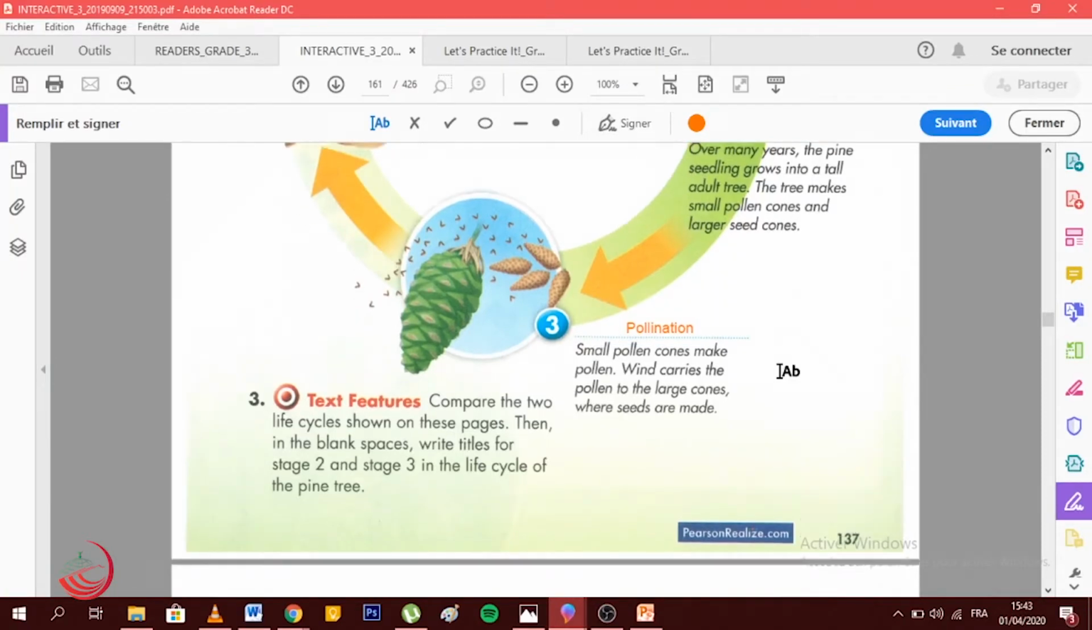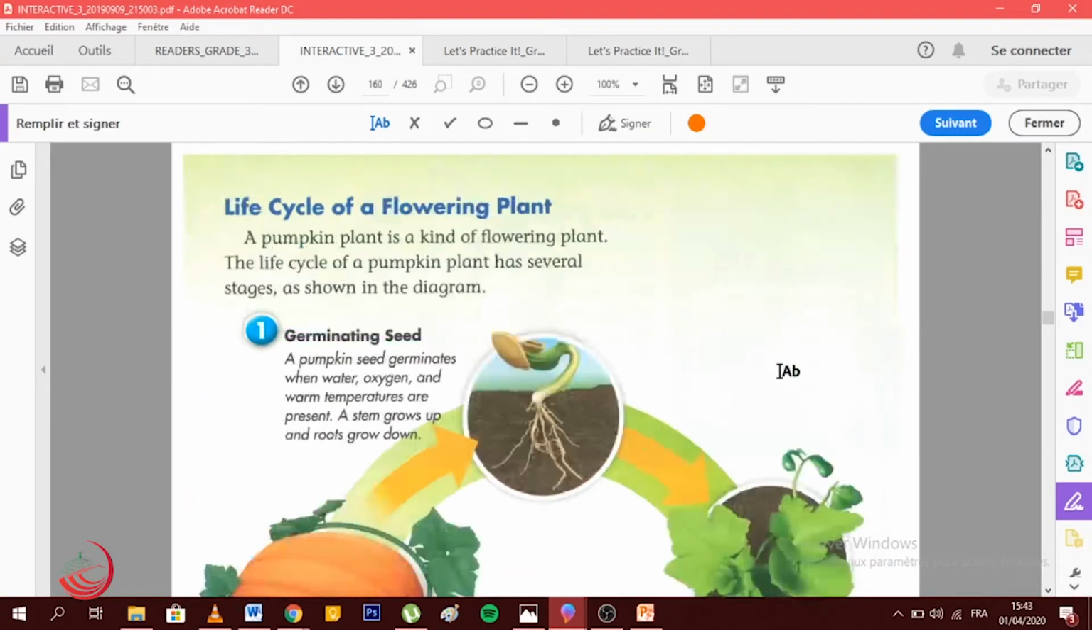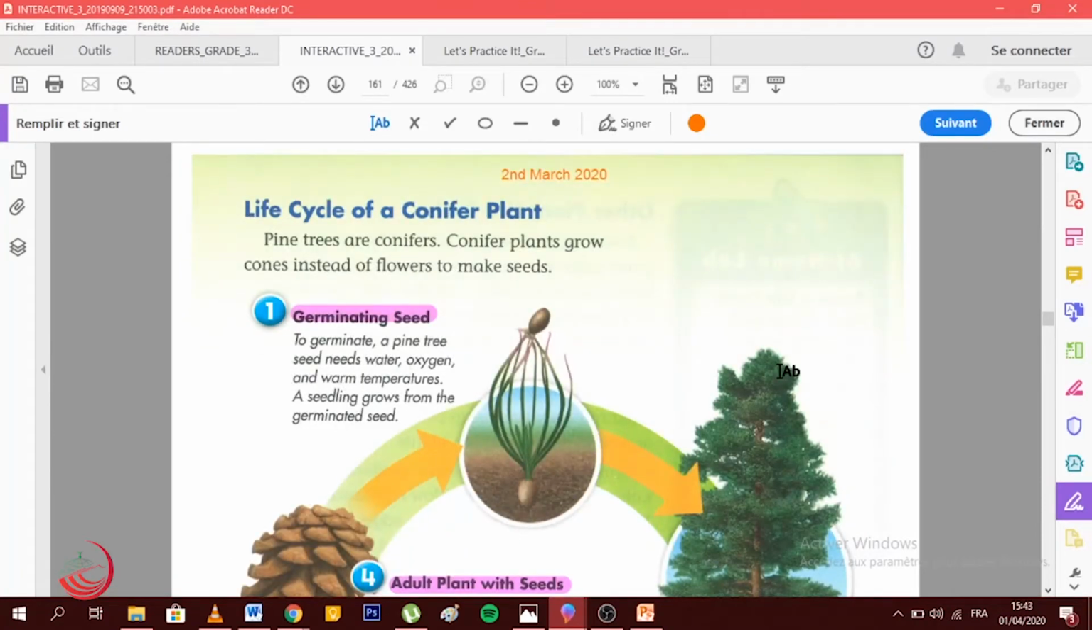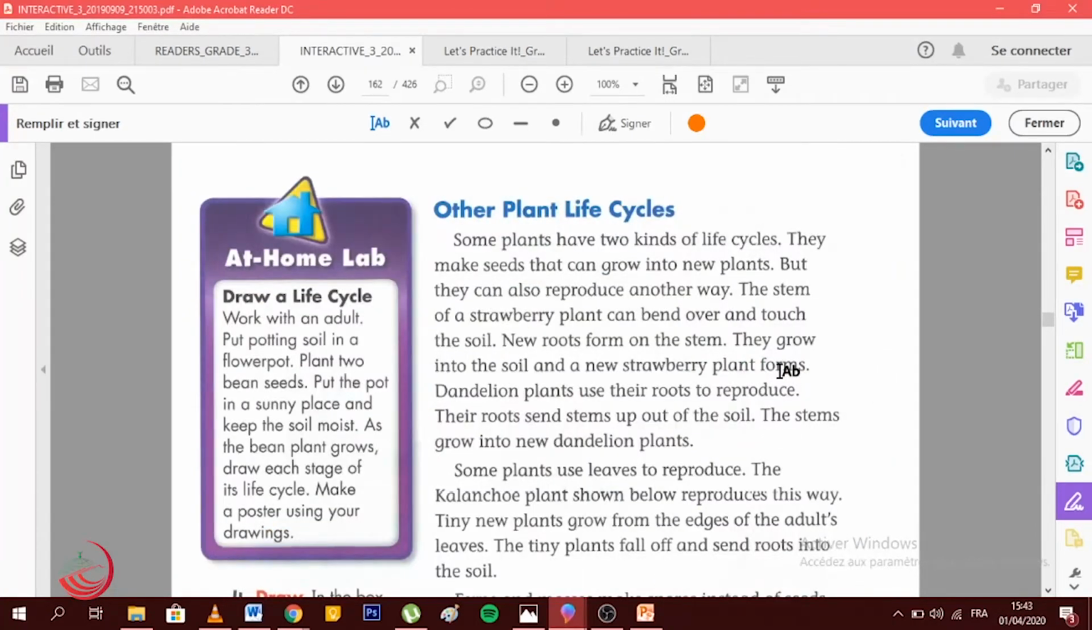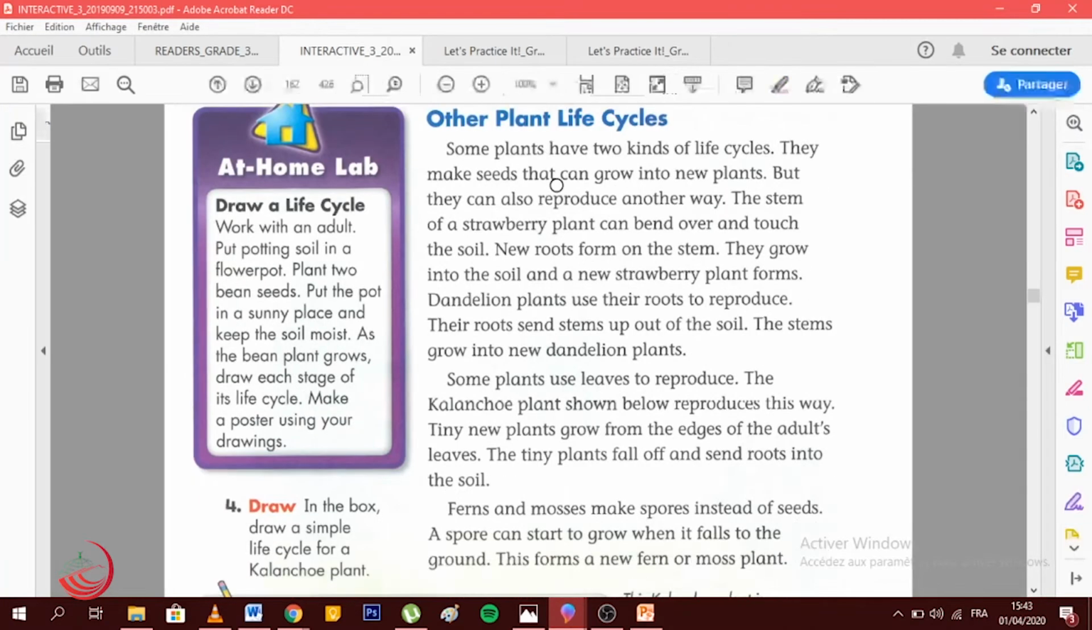So now that we have seen the life cycle of flowering plants and the life cycle of conifer plants, let's see some other life cycle of other plants. So here we have other plant life cycle. Let's have a look at the life cycle of some other plants.